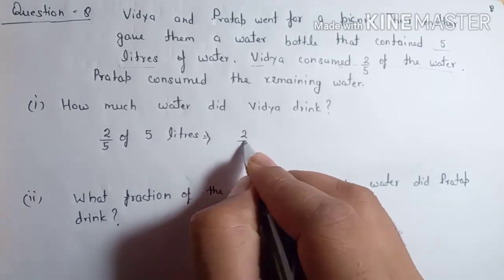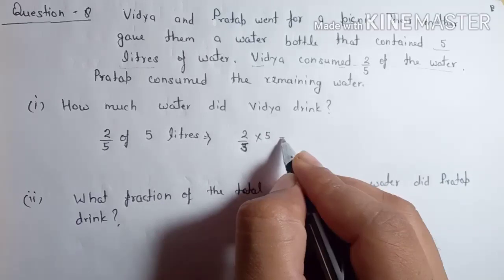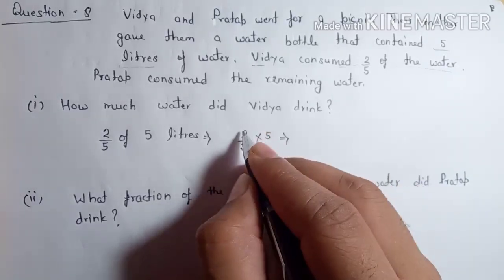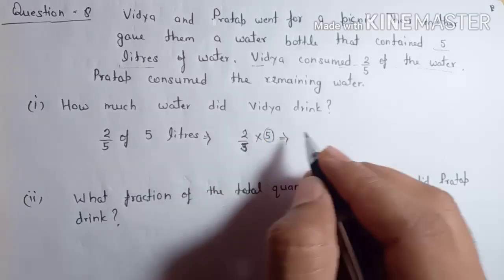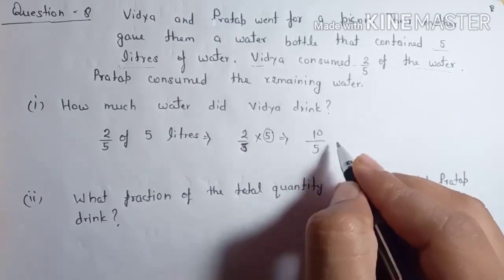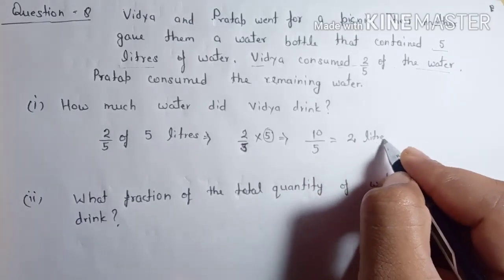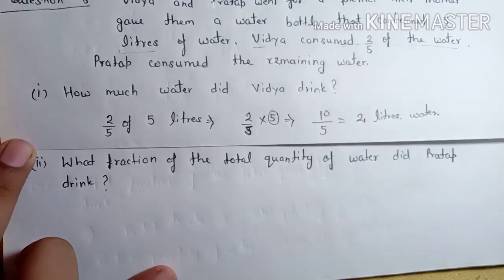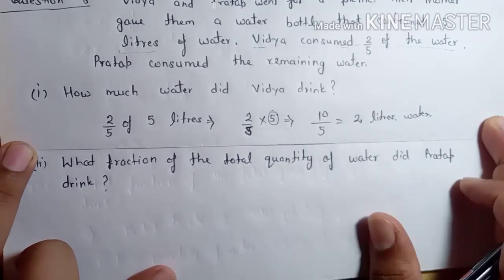So multiply this 2 upon 5 and 5, and you will get that it is 5 2s are 10. This whole number and this fraction, multiply the whole number and the numerator. So 10 upon 5, that is 2 liters. So Vidya consumed 2 liters of water. And the second part of the question is, what fraction of the total quantity of water did Pratap consume or drink?